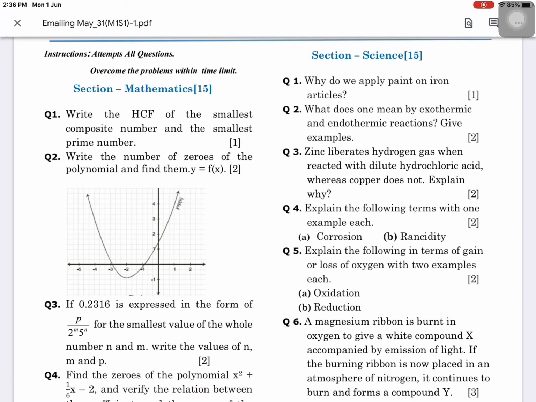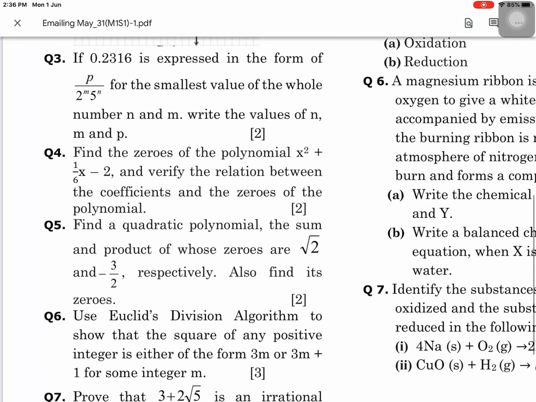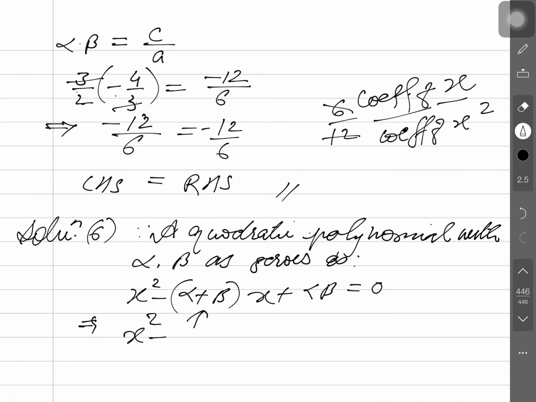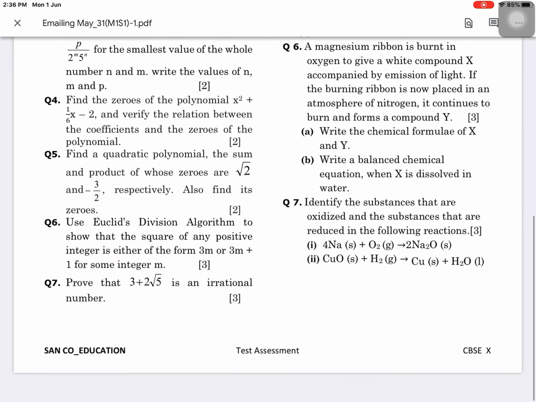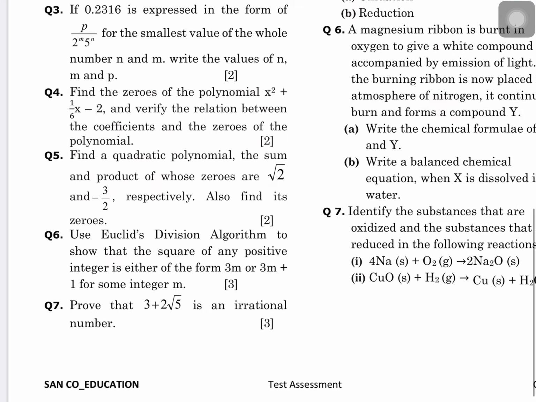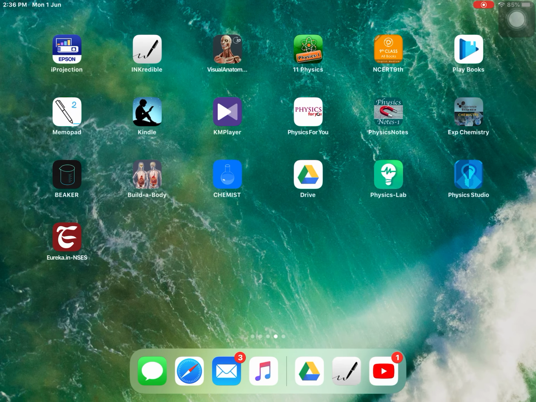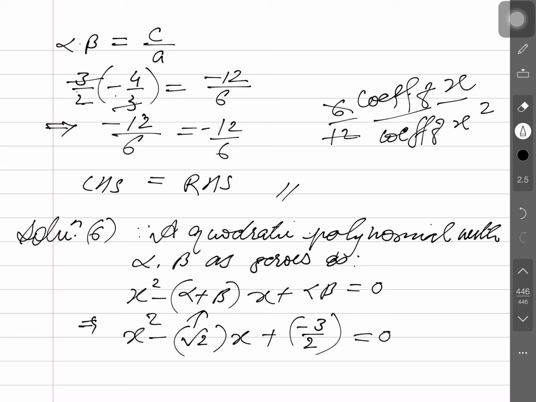What is that? Their sum is root 2 and product is minus 3 by 2. So sum is root 2, and what is the product? Product is minus 3 by 2. Okay, or 0 also is to be found out here. What is the method? It is equal to 0. So it shall be x square minus root 2x minus 3 by 2.